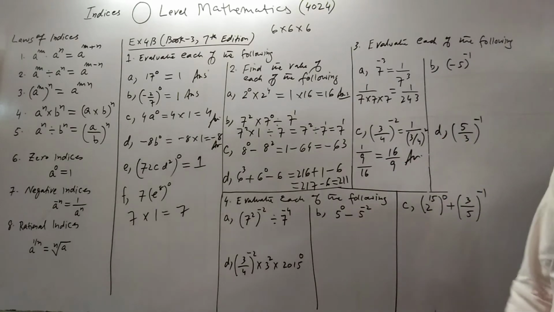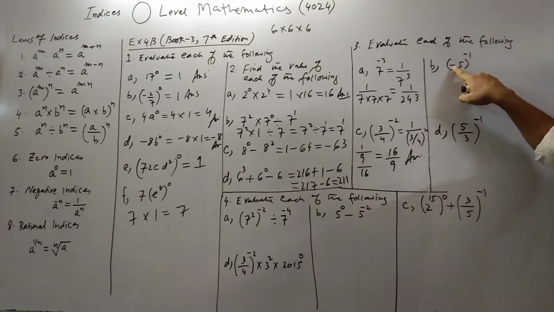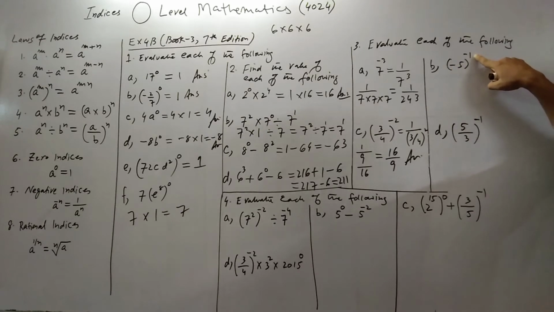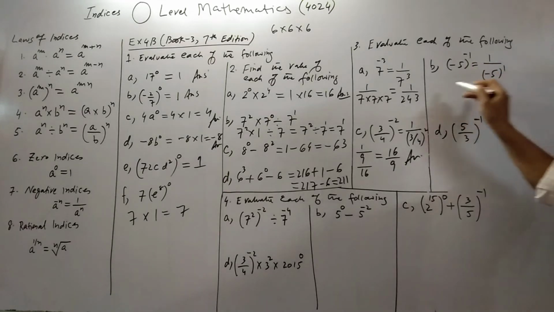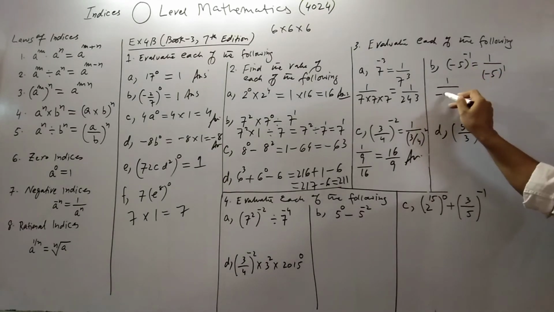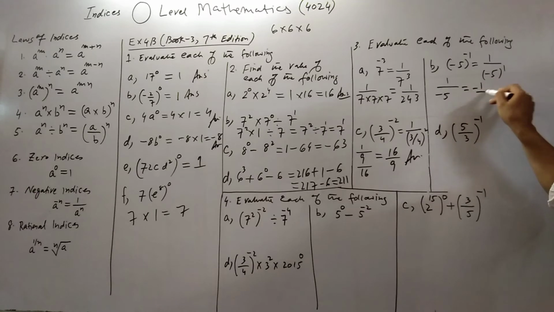I hope you understand. Come to this part b, minus 5 to the power minus 1. Don't look at this sign, but you must look at the power sign. If you see a negative number, you just write 1 upon minus 5 to the power 1. And the answer is 1 upon minus 5, or you can write minus 1 upon 5.